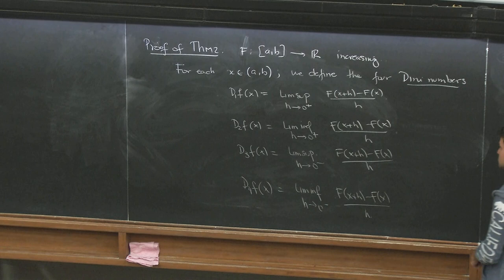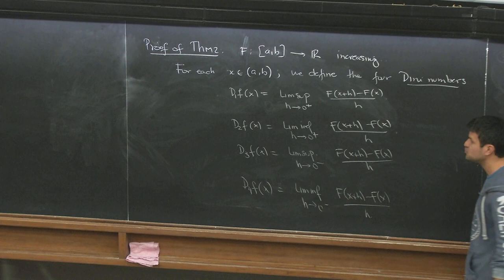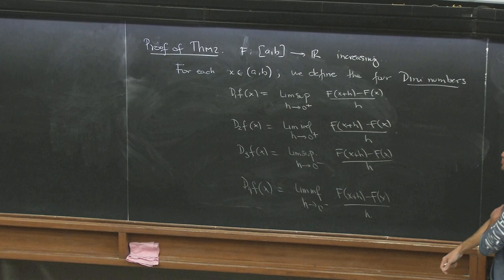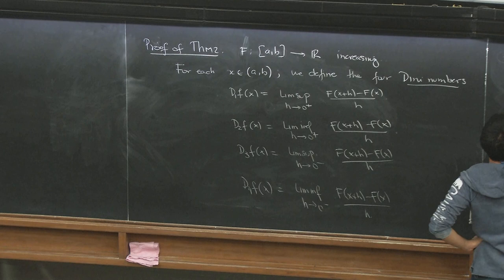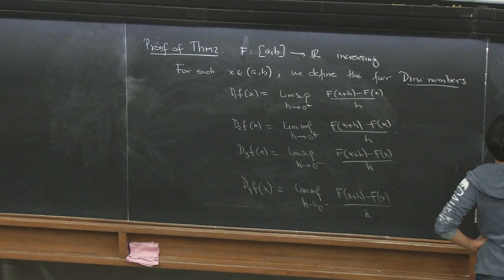So let me split this proof into three parts. Step one, I want to show that each of these numbers is finite almost everywhere. Let me show it for one of them; the reasoning for the others is analogous. So let us show that D1 of f of x is finite.